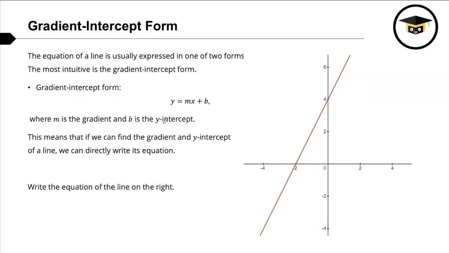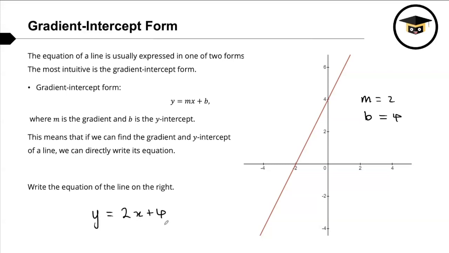This means that if we can find the gradient and the y-intercept of a line, we can actually directly say what its equation is. So let's write the equation of the line on the right. We know that our gradient is equal to 2. And we know that our y-intercept, so we're going to use b in this case. You might see some textbooks have y equals mx plus c, but it really does not matter what this letter is. So b here is going to be 4. And so we can say that y is equal to 2x plus 4.